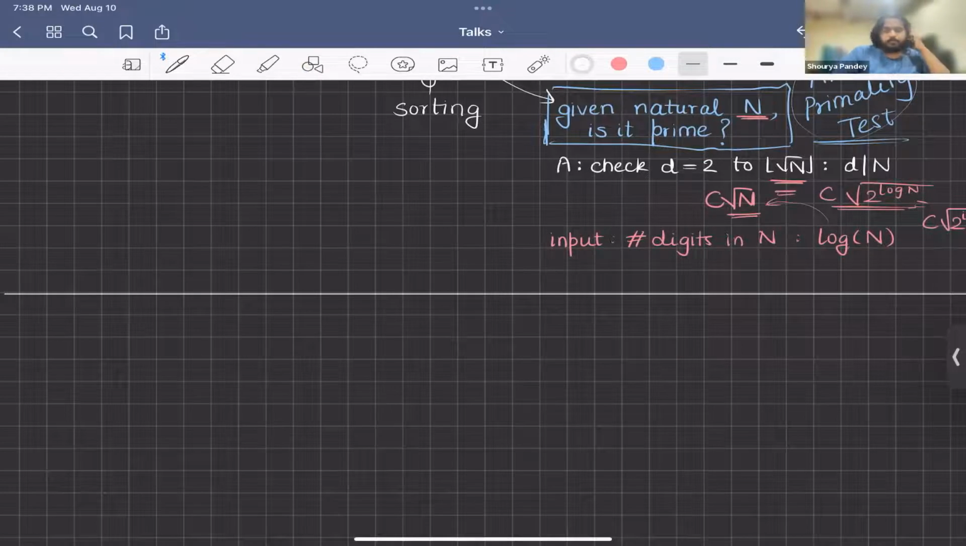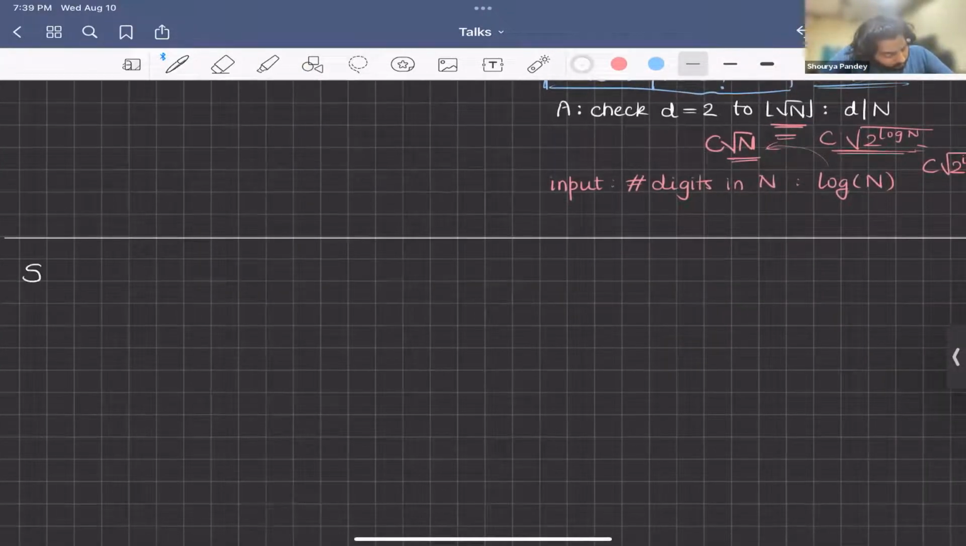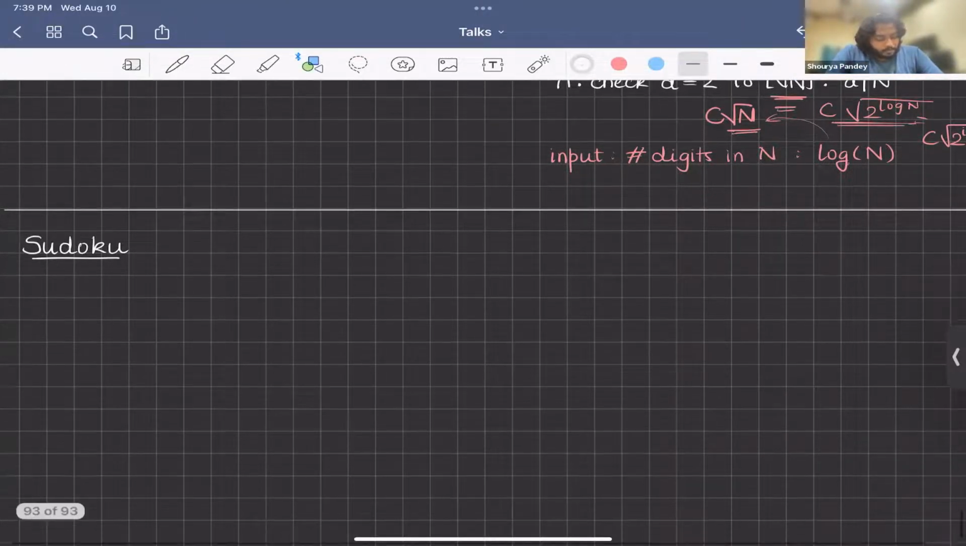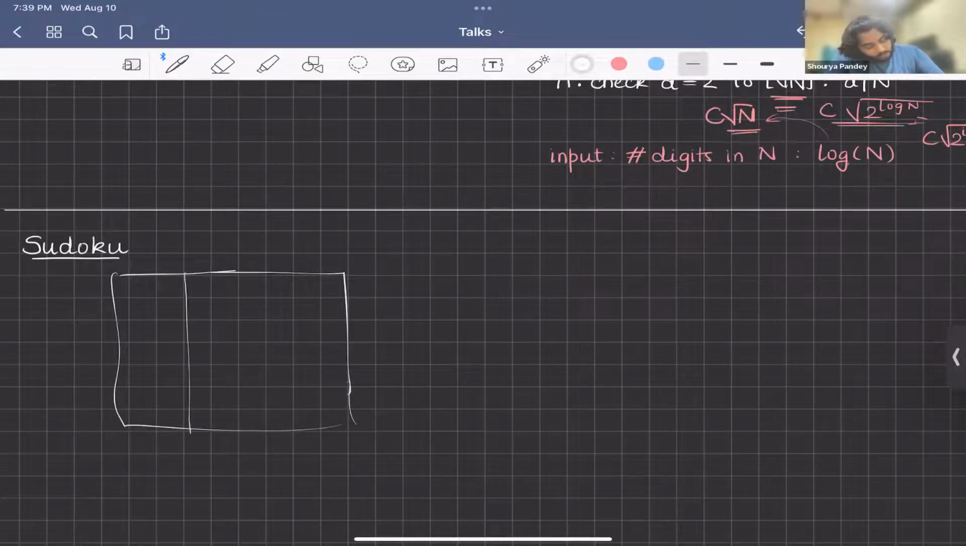And now I want to talk about another class of problems. So let's start with this problem. Sudoku. So I assume everyone's familiar with Sudoku, but in case you're not, I'll tell you. It comes in newspapers often. It's a 9x9 grid. So it's like a 9x9 grid, further divided into 9 3x3 grids.